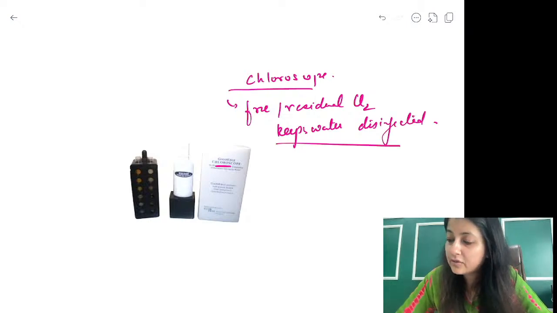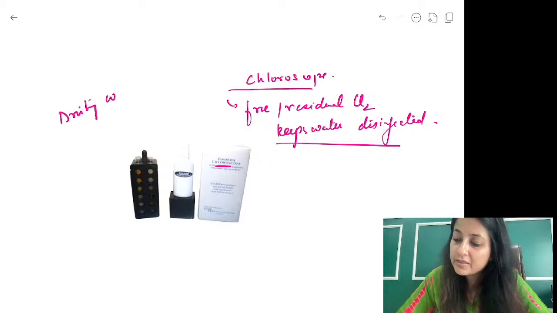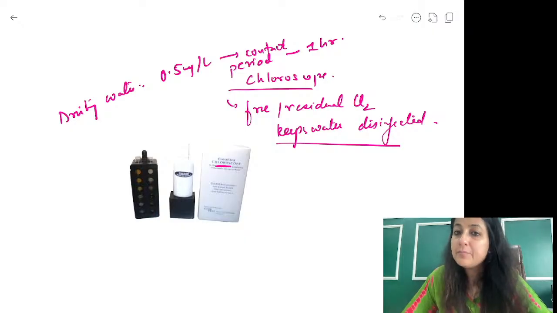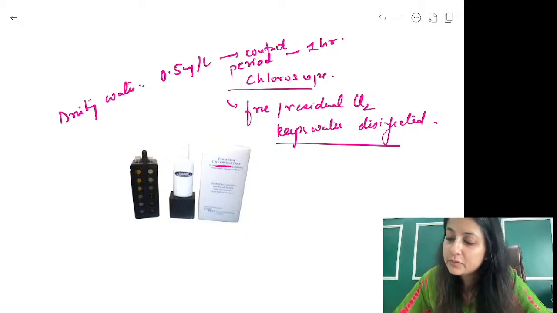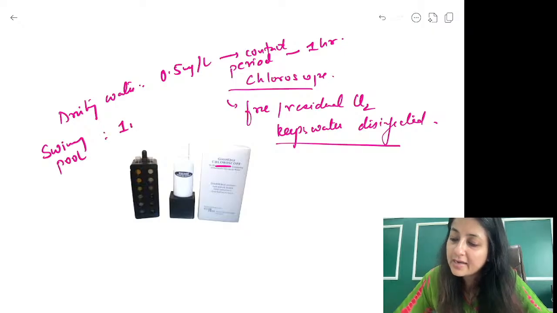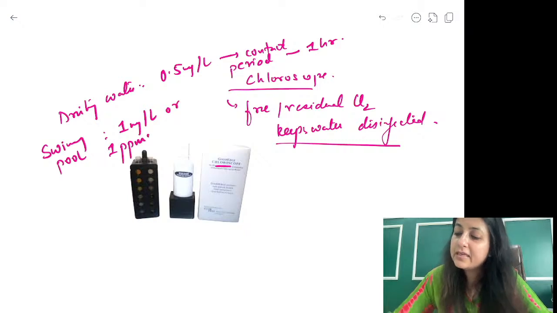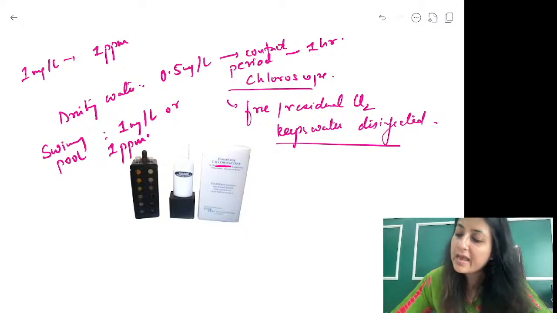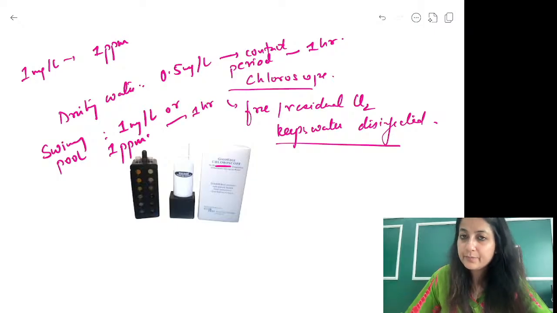What should be the level of free or residual chlorine in drinking water? 0.5 milligram per liter, for a contact period of 1 hour. But if somebody asks you about swimming pool sanitation, how much is it? At least 1 milligram per liter, or you can say 1 ppm. Remember, 1 milligram per liter is the same as 1 ppm, and the contact period is 1 hour.